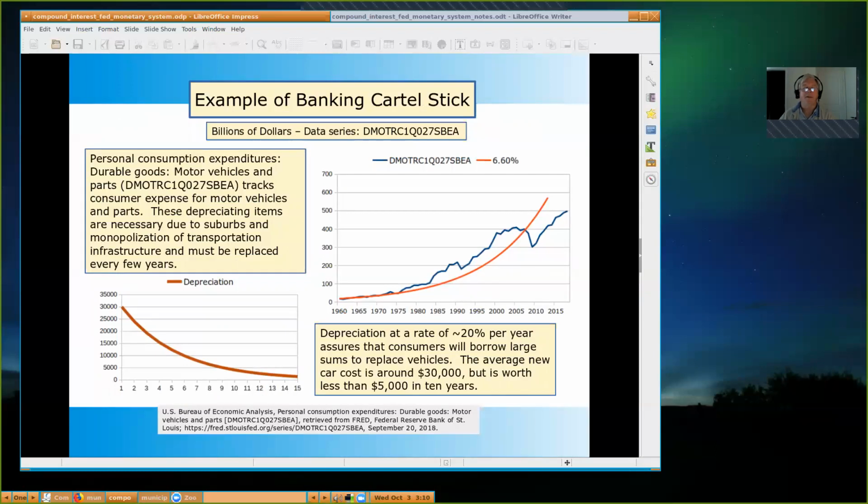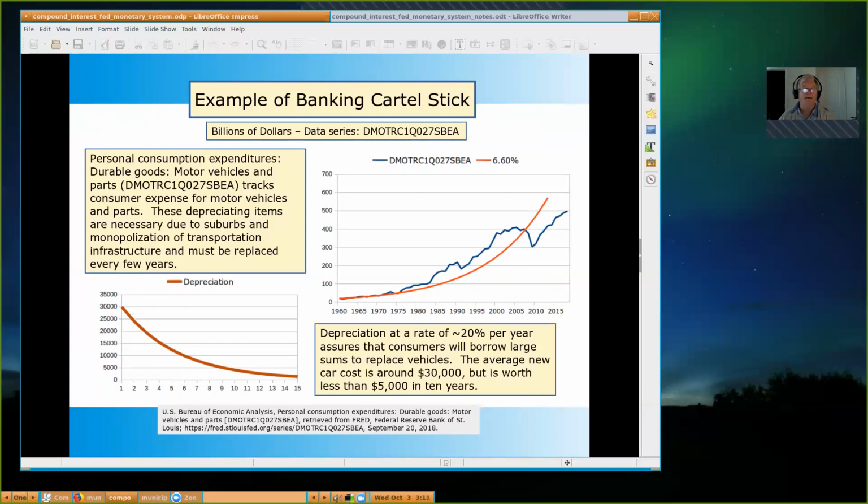The banking cartel stick. Again, this is a situation where you have to borrow, and what I'm looking at here is motor vehicles and parts, personal consumption expenditure. On the right, the graph shows an increase that basically goes along with the idea of 6.6% compounded until, again, about 2008, when it dropped down, and now it looks like it's at a lower rate.